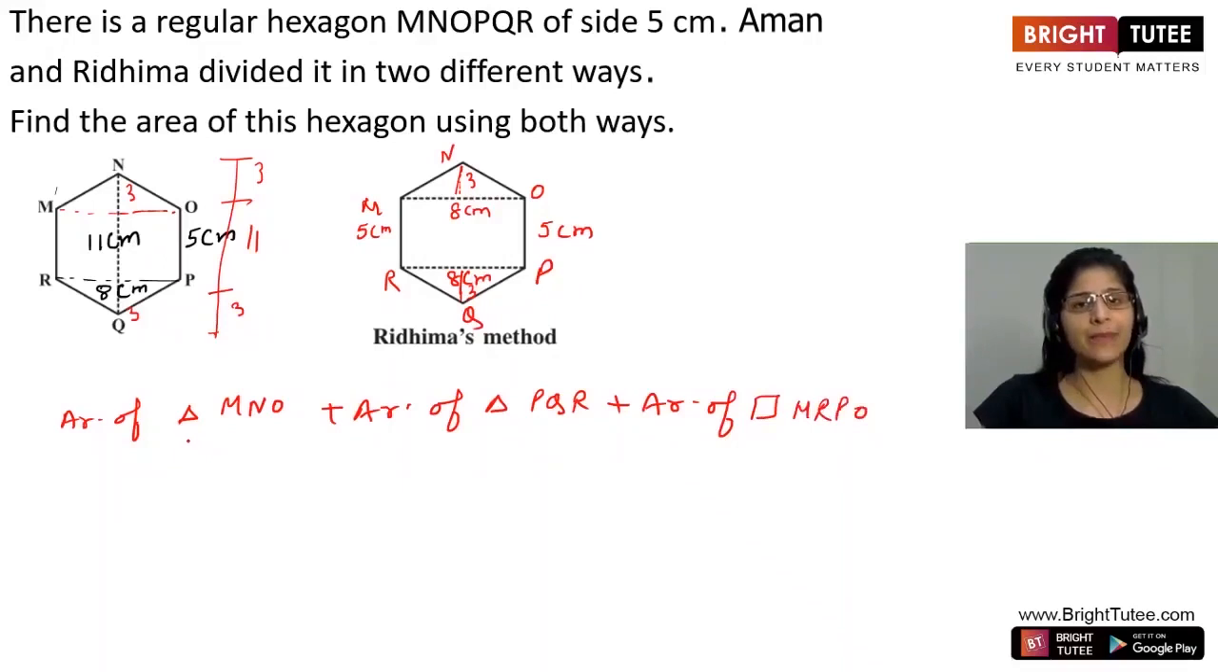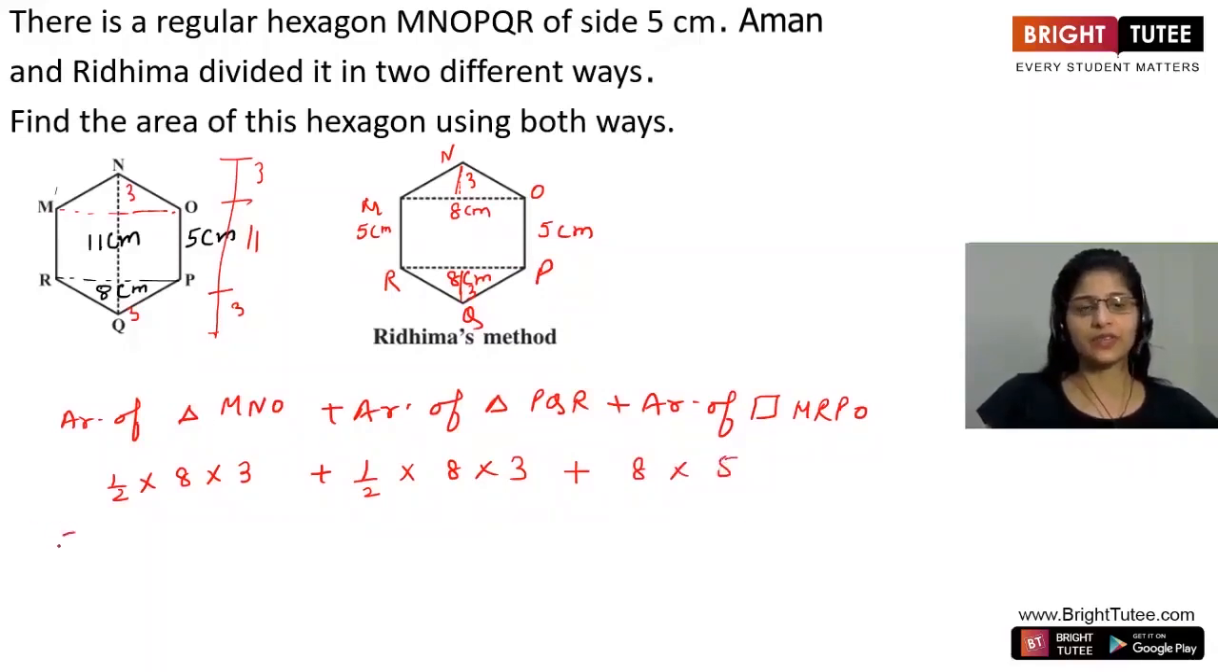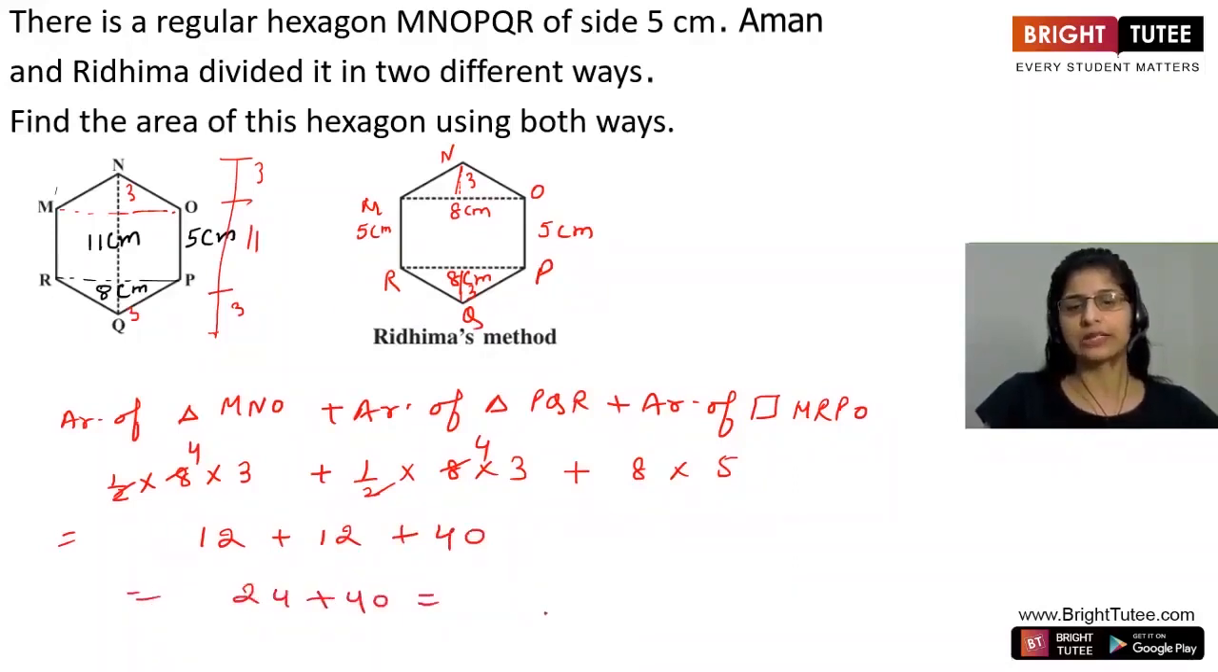So area of triangle MNO is half into base 8 into height 3, plus area of triangle PQR also half into base 8 and height 3, plus area of the rectangle, length into breadth. Length is 8 and breadth is 5. If we add them, 2 4s are 8, 4 3s are 12, plus 2 4s are 8, 4 3s are 12, plus 8 5s are 40. So we get 24 plus 40, that is 64 square centimeter.